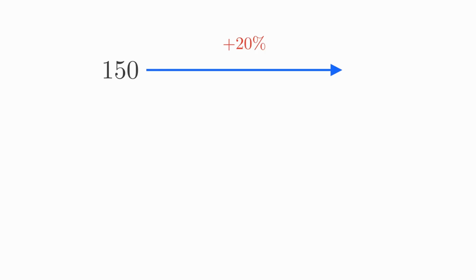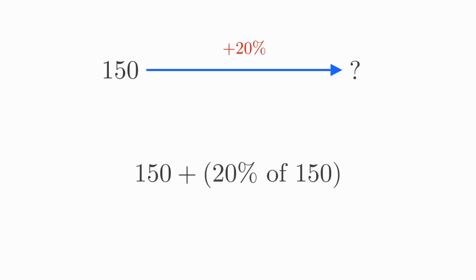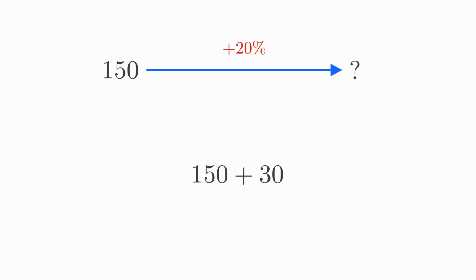So let's say we have 150 and it's increased by 20%. Now what will be the final value? Now the thing is very simple. 150 is there and 20% of 150 is going to be 30, which comes out to be 180. So the final number is going to be 180. As simple as that. But let's see another way to solve the same problem.